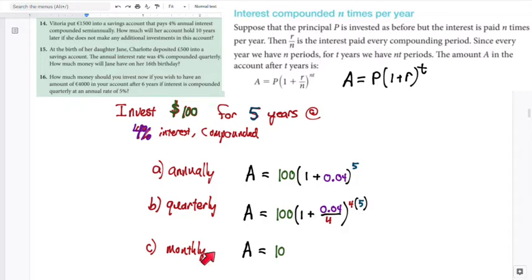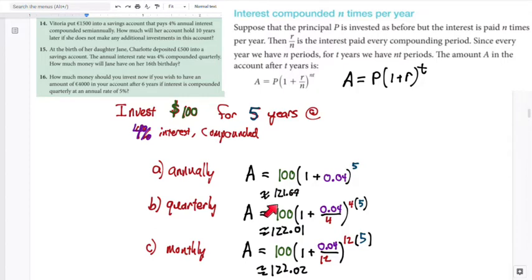Now, monthly means that 12 times a year, we're going to be doing that interest event, and therefore we would take the same parameters, 0.04. This time, though, we're going to divide by 12, and then 12 times per year, we're going to calculate that interest. So the only difference here is the compounding periods factor into our equation accordingly. It's pretty straightforward, really basic.